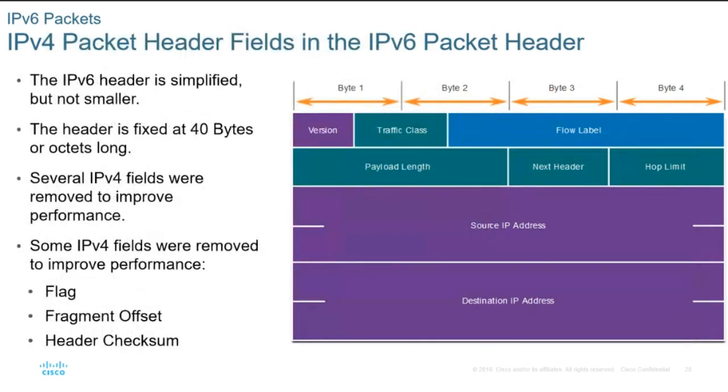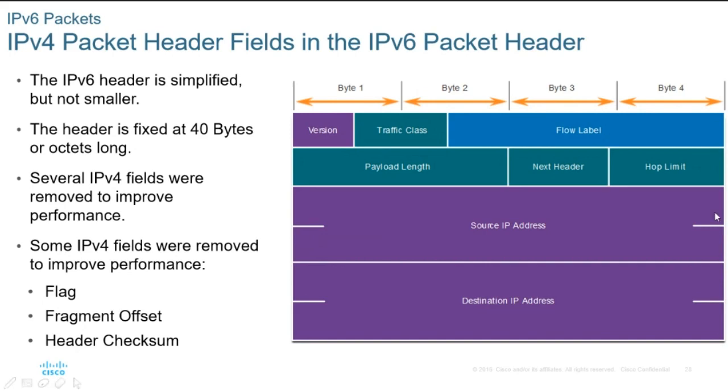Yan. So, ito naman yung IPv6 packet header. One of the major design improvements of IPv6 over IPv4. So, ito ay mas simplified, but not smaller. The header is fixed at 40 bytes or octets long. Several IPv4 fields were removed to improve performance: the flag, fragment offset, and header checksum.